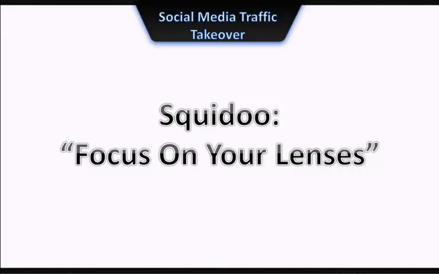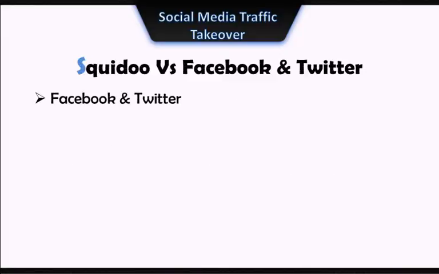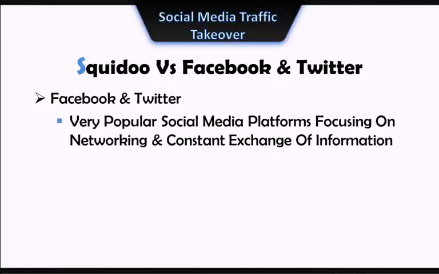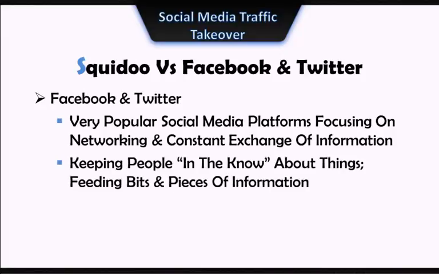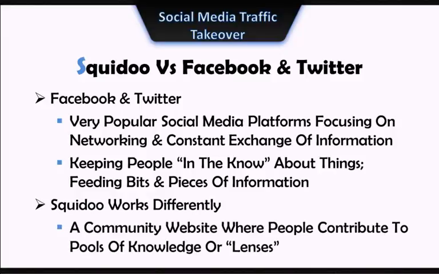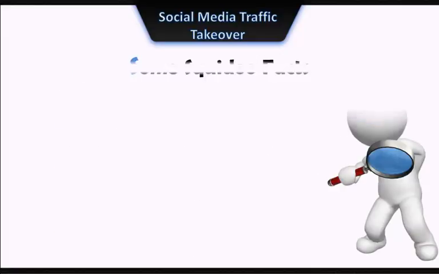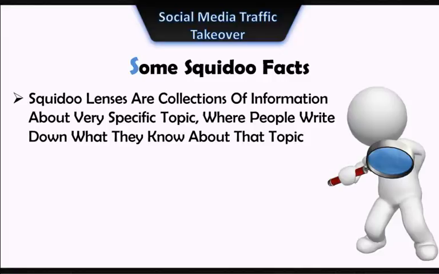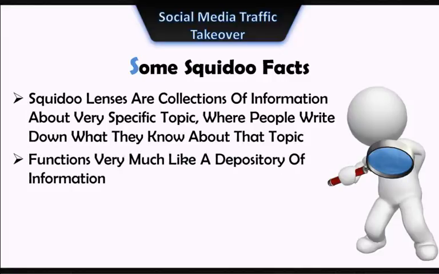Facebook and Twitter are two very popular social media platforms where the focus is on networking and the constant exchange of information. These websites are great for keeping people in the know about things, feeding bits and pieces of information now and again. Squidoo, however, works differently. It is a community website where people contribute to pools of knowledge or lenses. These Squidoo lenses are collections of information about a very specific topic where people write down what they know about that topic. Squidoo thus functions very much like a depository of information.